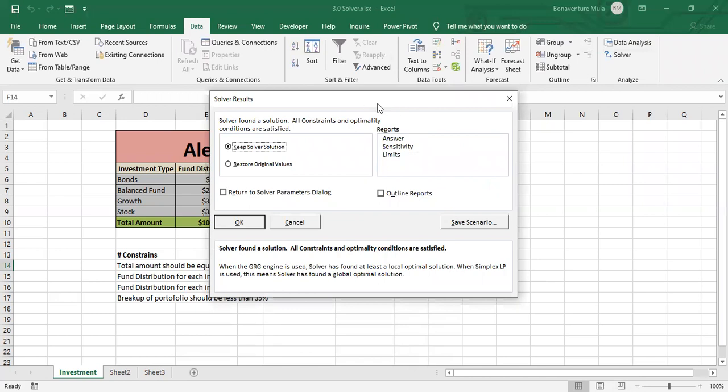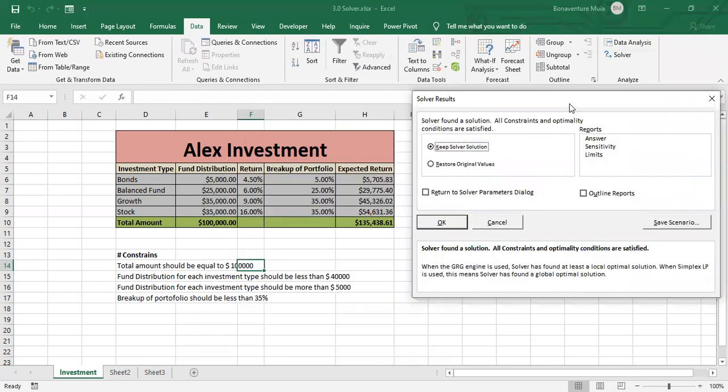So once you click on solve, if the solver finds a solution, it's going to tell you that it has found a solution. If the solver does not find a solution, it's going to tell you that it has not found a solution. Like in this case, the solver has found a solution, and we are told all constraints and optimality conditions are satisfied. So if you click OK, you're going to keep the solver's solution.